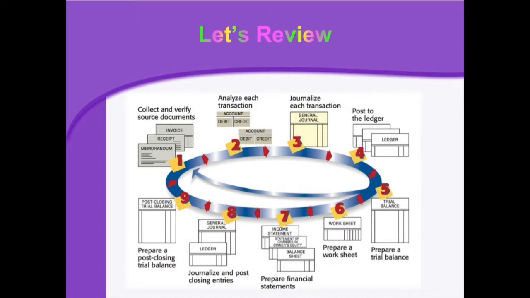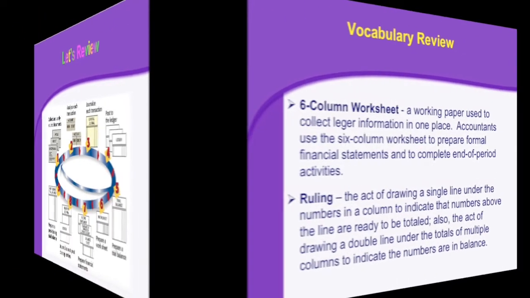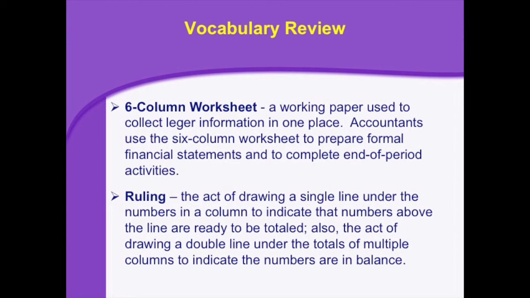We are in step 6 in the accounting cycle, which is the 6-column worksheet. It is used to create formal financial statements that are accessible to investors, auditors, and other regulatory personnel. During our last lesson, 2 terms were introduced. First was the 6-column worksheet, which is a working paper used to collect ledger information in one place that accountants use to prepare formal financial statements and to complete the end-of-period activities.